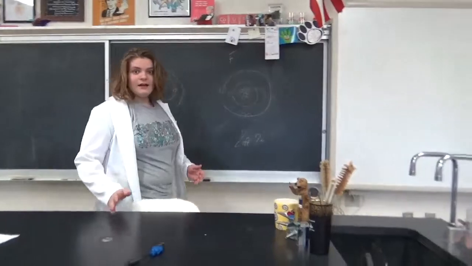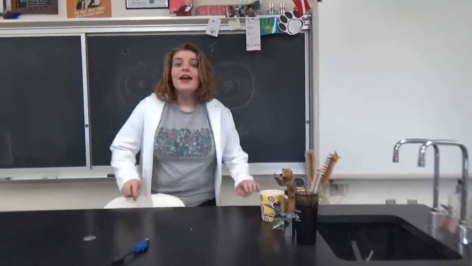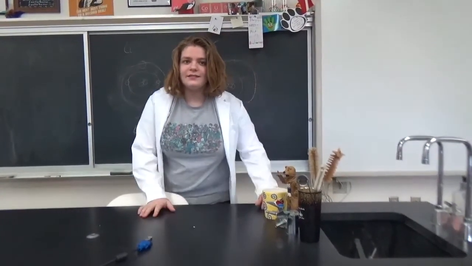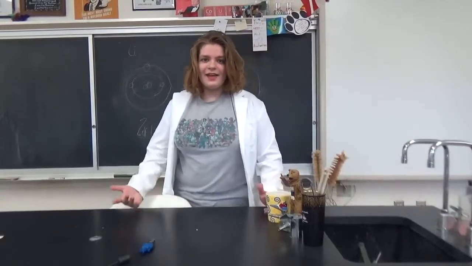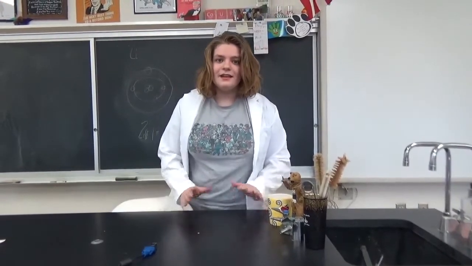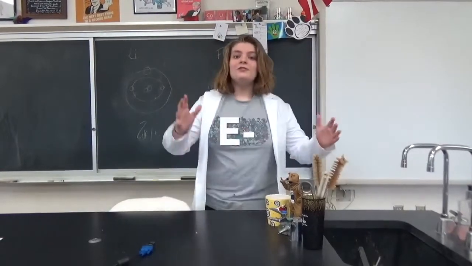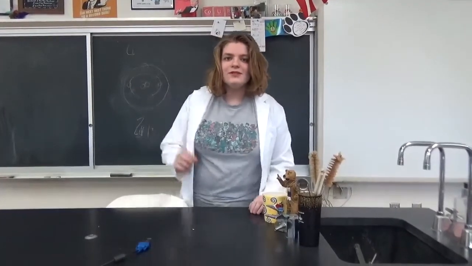The next trend is ionic radius. Let's talk about that. So an ion is a charged atom, and there are two types of ions, a cation and an anion. A cation is positively charged. It loses an electron, while an anion will gain an electron and become a little bit more negative.